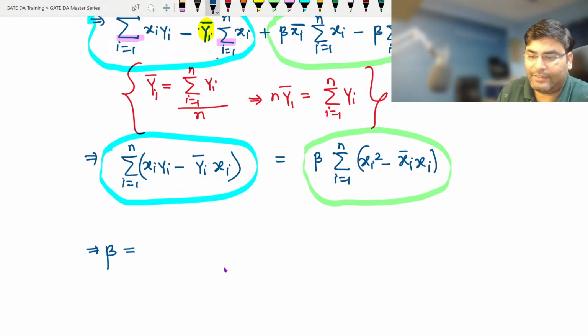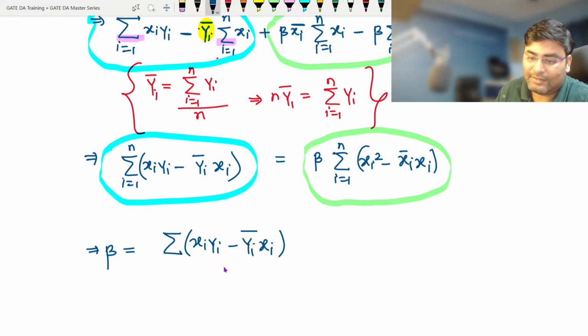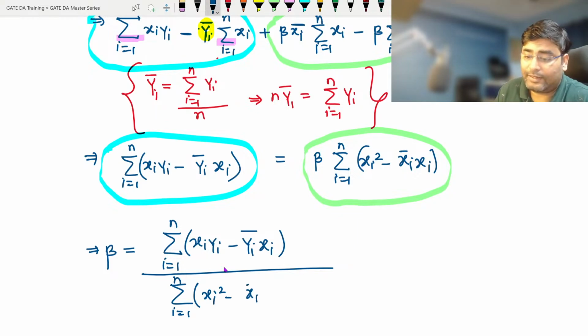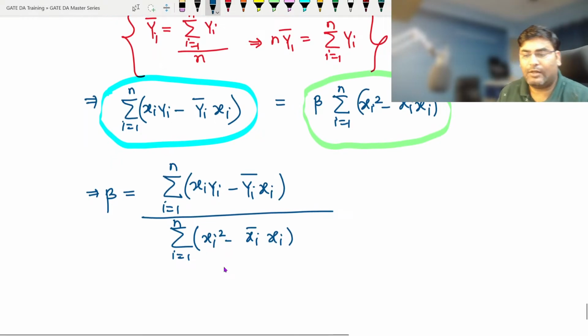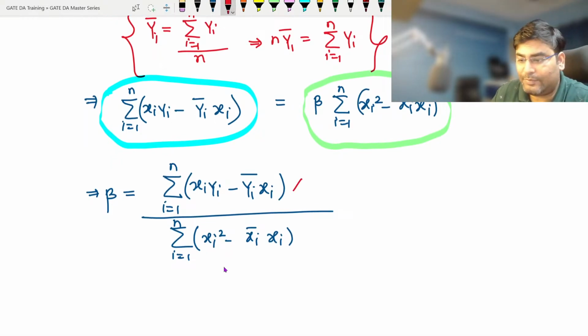So if I take this beta equal to, and I divide it by what? Sigma xi yi minus yi bar xi, i equal to 1 to n, and divide by sigma i equal to 1 to n xi square xi bar xi, right? Now what I'm going to do is multiply n on the top and in the bottom.